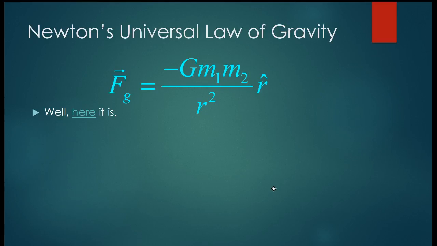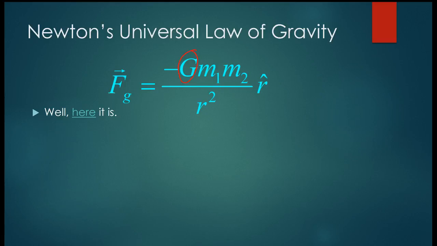Newton also knew that there was some sort of constant G which had to go in front of the expression m1 m2 over r squared, but he wasn't able to figure out what that G was. That was left to Cavendish to figure out a couple of years later.